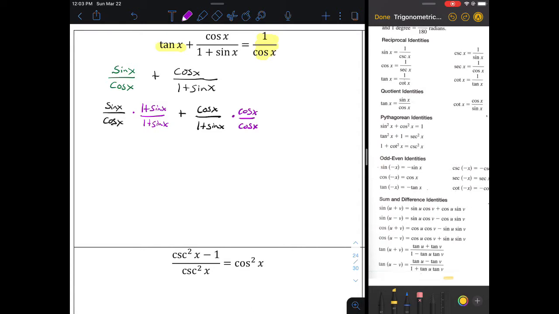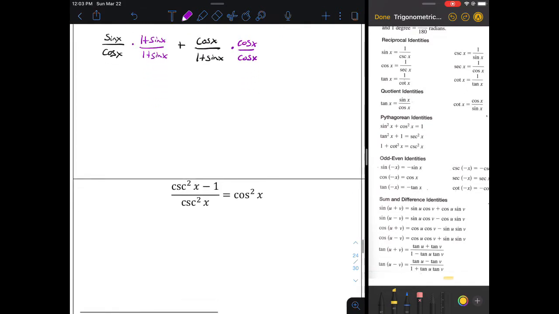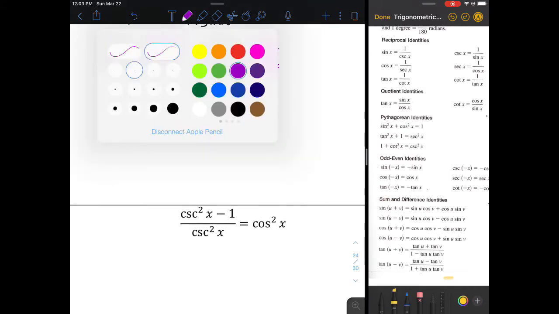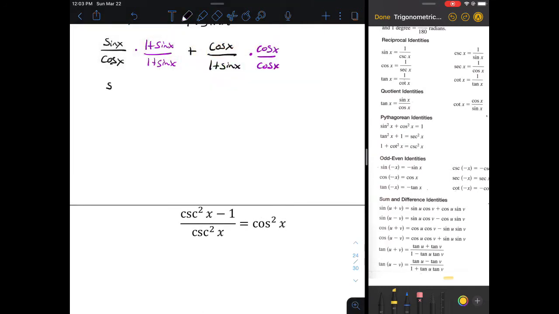Now I'm going to multiply it out. And so when I do that, that'll be sine of x plus sine squared x plus cosine squared x, that's my numerator, all divided by, now I'm not going to distribute out the denominator, I'm going to leave it factored, so cosine of x times 1 plus sine x. So all I did was combine the fractions.